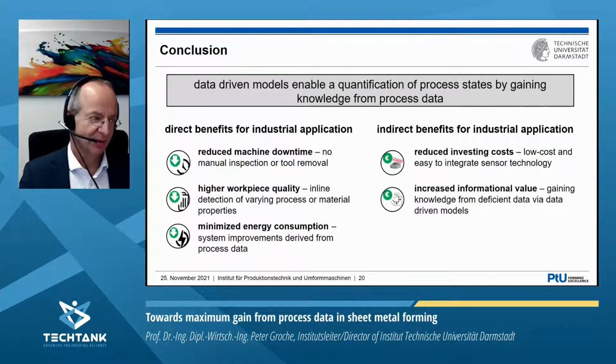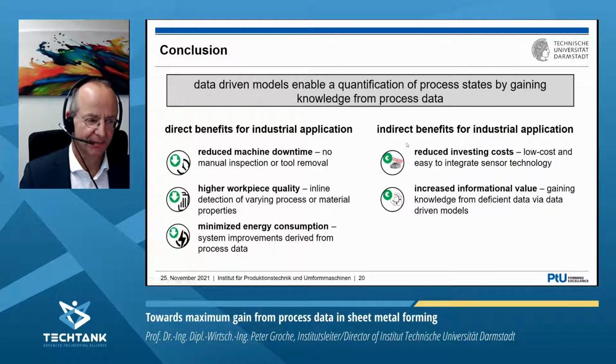Now, let me summarize and give some conclusions. Well, first of all, data-driven models, as we have seen, enable a quantification of process states by gaining knowledge from process data, and that can help us to react very rapidly to changes in our manufacturing systems. That can help us to reduce machine downtime. It can help us to achieve higher workpiece quality. It also can help us to minimize energy consumption.